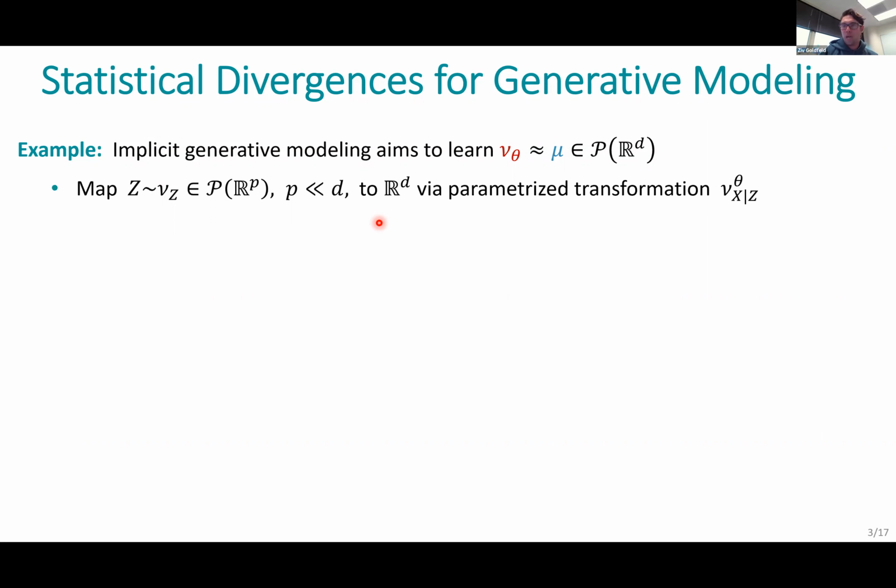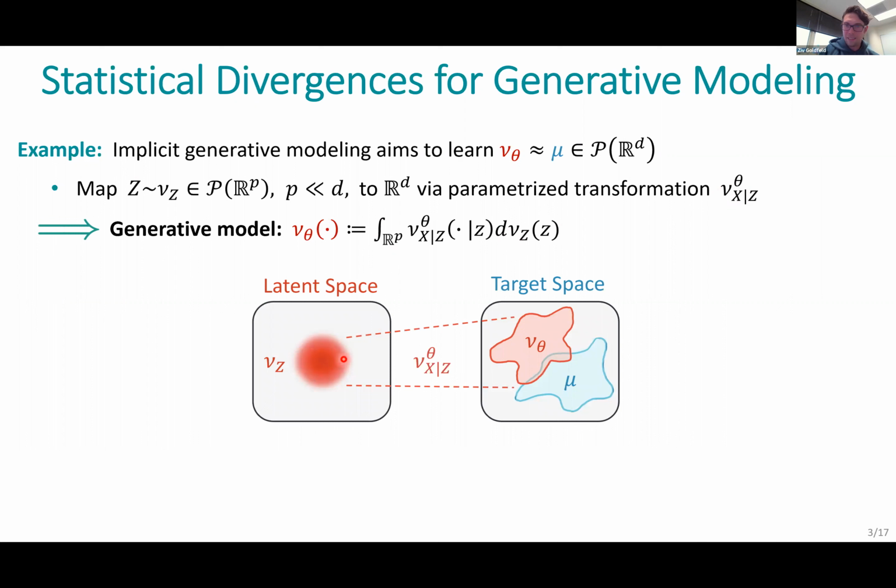If we describe this transformation by this conditional distribution u sub x given z sub theta over here, then the generative model we're getting out of this process is simply the induced marginal distribution on the X space, which is obviously given by this marginalization formula. And this is how this looks in a picture. You have your latent variable over here, you push it through your transformation to obtain this red blob in the target space that represents the generative model.